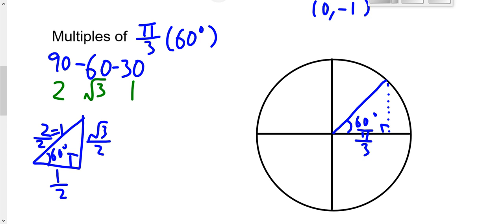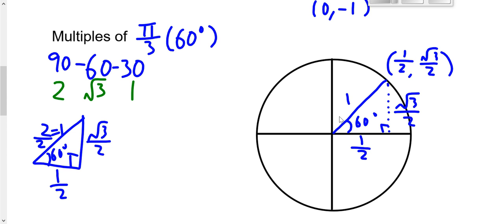Maybe I should erase this here. You don't have to erase yours. So that means the length here is 1/2. This is 1, and this is root 3 over 2. Okay? So if you look at this, now what is the coordinate of this point here for the 60-degree angle? This coordinate would be 1/2 and root 3 over 2.